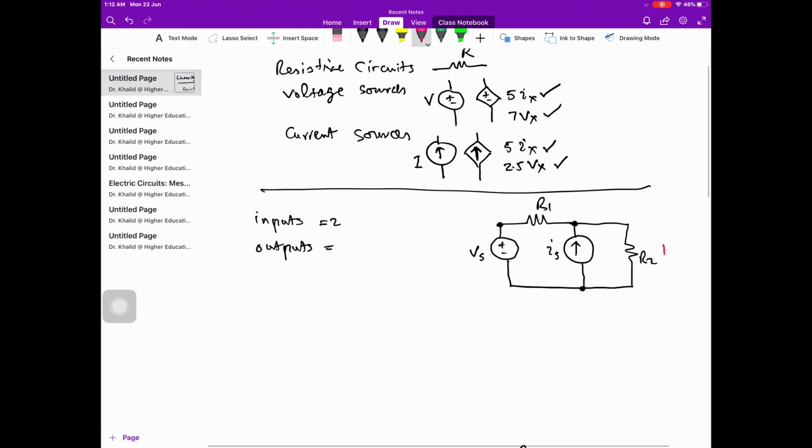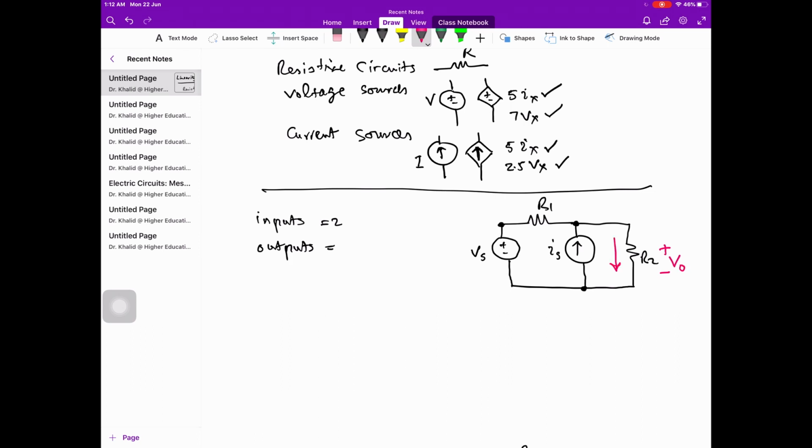Now, consider the voltage across R2 as our output variable. We can consider the current through R2 as the output variable, or the current through R1, or the voltage across R1. But I will stick to the example where the output is the voltage across R2 and the number of outputs is equal to 1. So this is a two-input, one-output circuit.